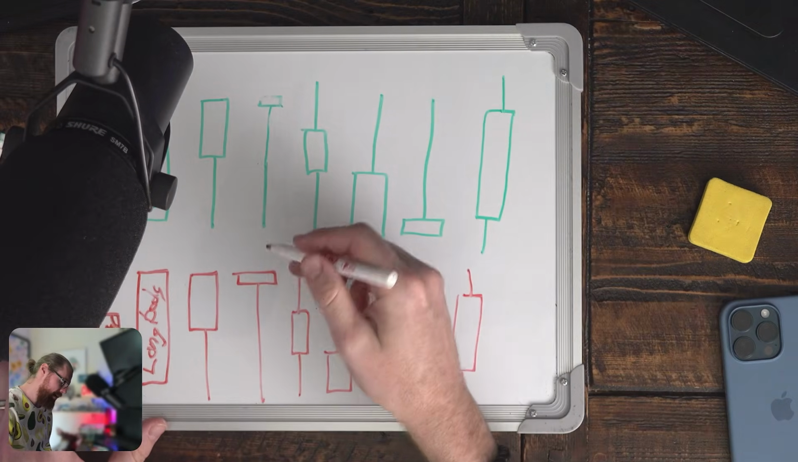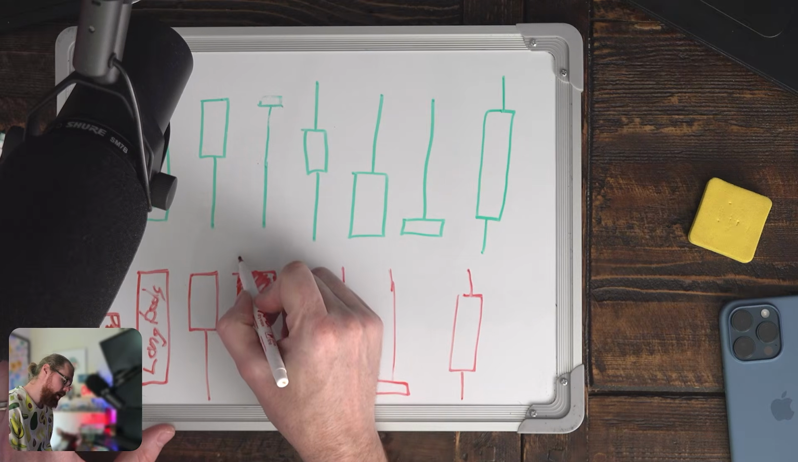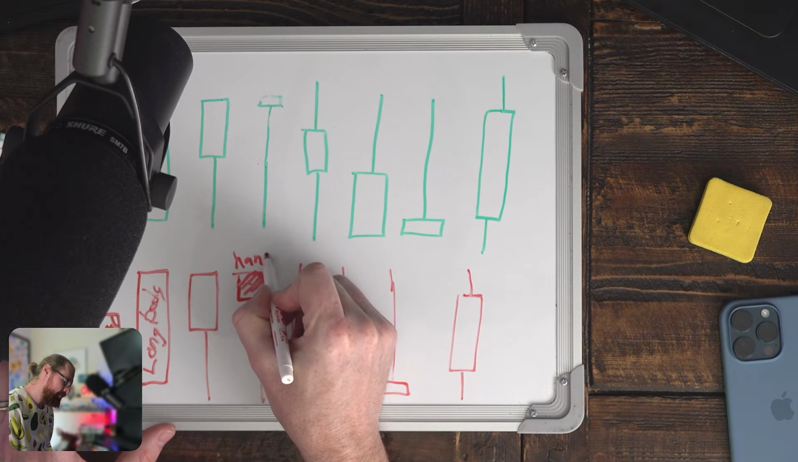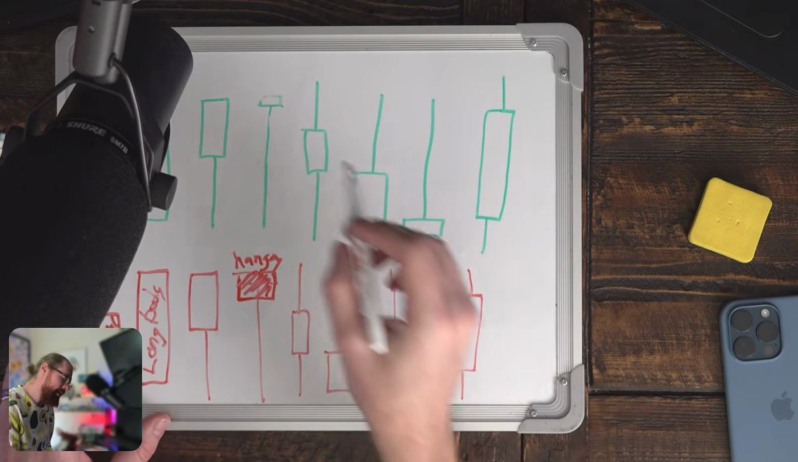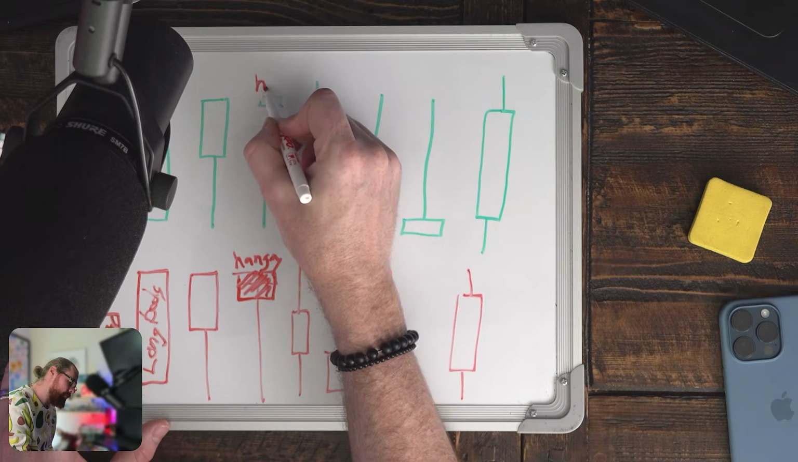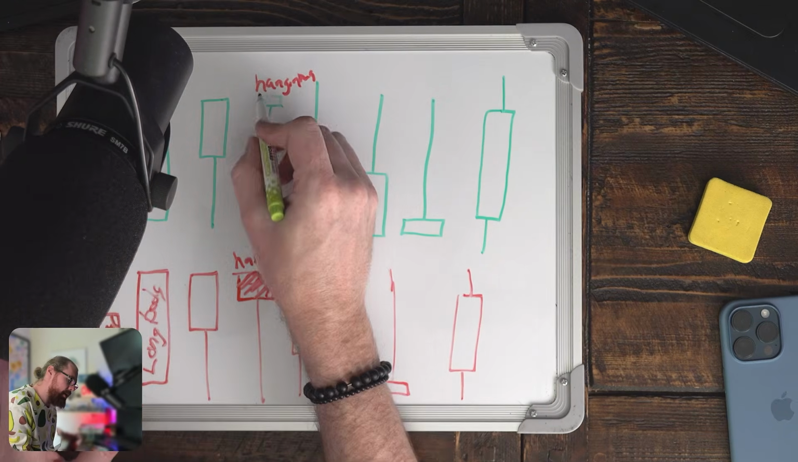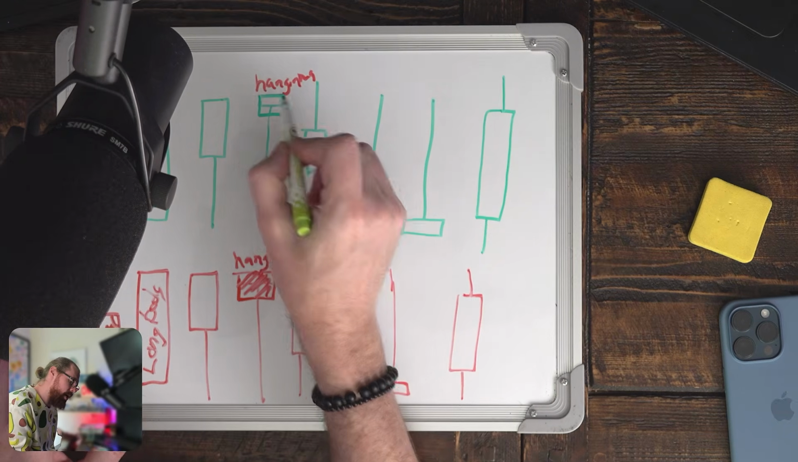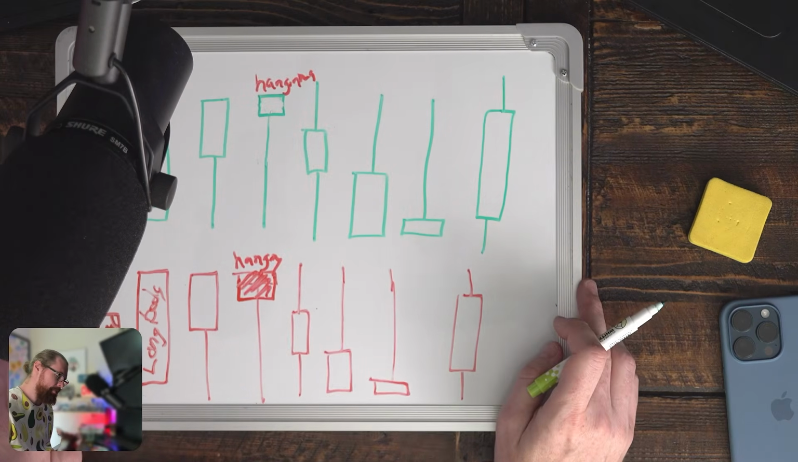So that candle right up here, and we'll make the body just a little bit bigger. This is our hanging man candle. Hanging man. We'll just write it like that. And this can be a hanging man as well. Hanging man. As long as the body is big enough. That's still the head. So this starts to communicate a bit of indecision.